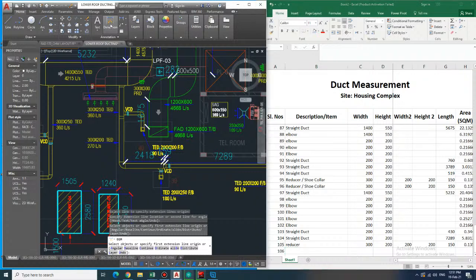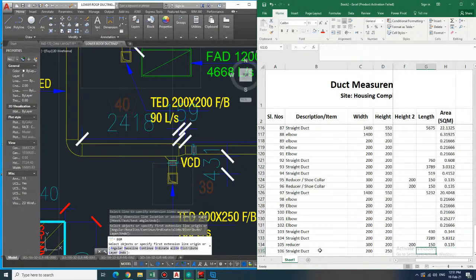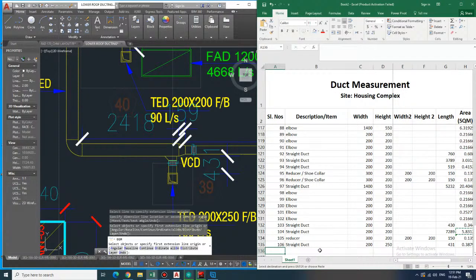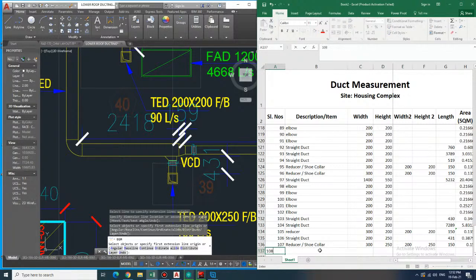So we need to take this length. Straight duct 200 by 250, length 431. Put the straight duct equation. 107. Reducer or shoe collar. It will come 300 by 250, 200 by 250. 108.